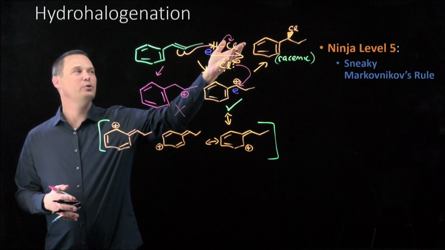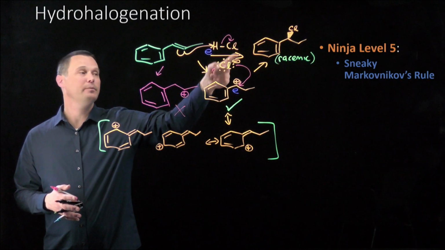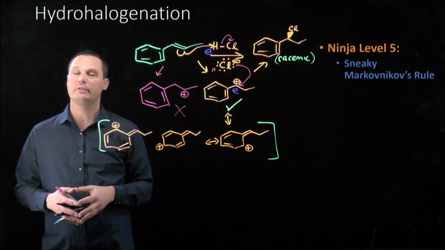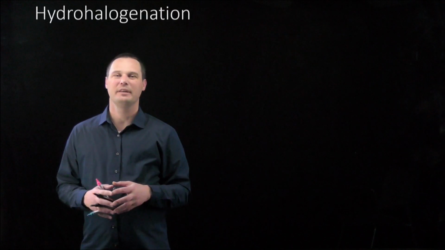We get the product with the new carbon-chlorine bond, which is a stereocenter. It attacks the carbocation, which is sp2 hybridized, top and bottom. We get both versions of the stereocenter and a racemic mixture. Great work, ninjas. Now you're ready for any hydrohalogenation your instructor can throw at you.